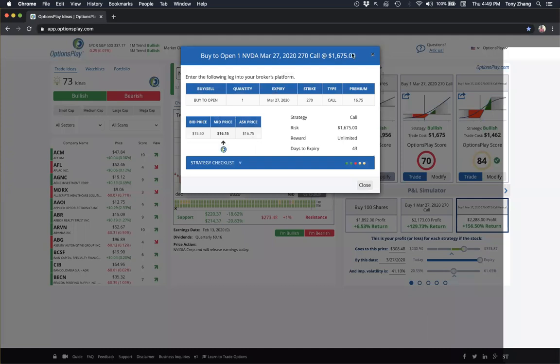In this particular case, the NVIDIA March 270 calls are trading at 15.50 by 16.75, a mid price of 16.15. If I was placing an order to buy this call option, I would start at 16.20 in my opinion. 16.20 is where I would start to buy. If I was selling this option, I would sell at 16.10, 5 cents away from that midpoint. Oh, NVIDIA has earnings out at 4 p.m. That's probably why.